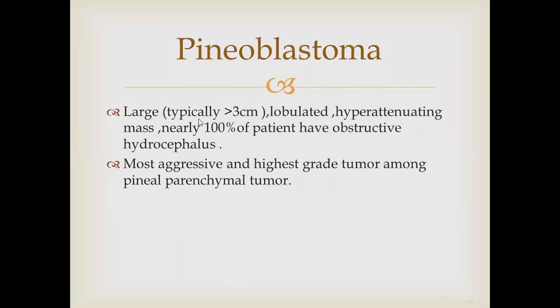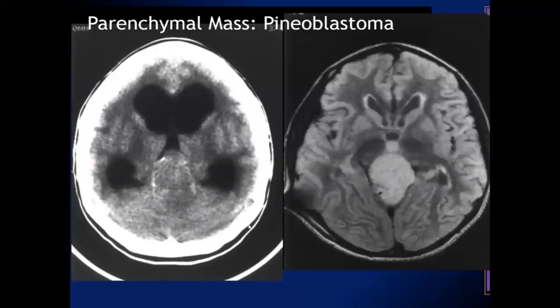Pineoblastoma is large, typically more than 3 cm, a lobulated, hyper-attenuated mass. Nearly 100% of patients have obstructive hydrocephalus. It is the most aggressive tumor and the highest grade among pineal parenchymal lesions. This is a hyperdense mass on axial CT, large, lobulated, posterior to the third ventricle, showing exploded calcification located peripherally. The MR is not specific, showing a homogeneous isodense mass.